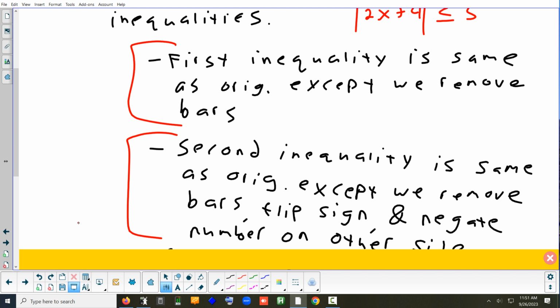Now, when we solve them, we have to be careful because we have a choice when we write the final answer. The second inequality is the same as the original, except we remove the bars, flip the sign, and change the number on the other side. Negate it.